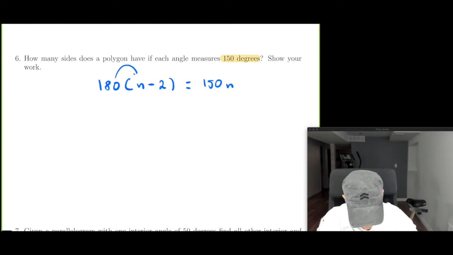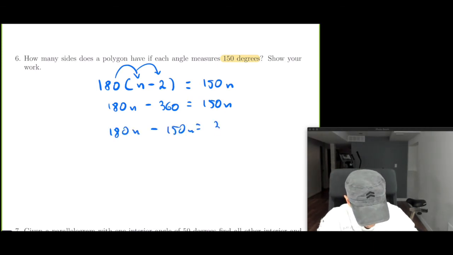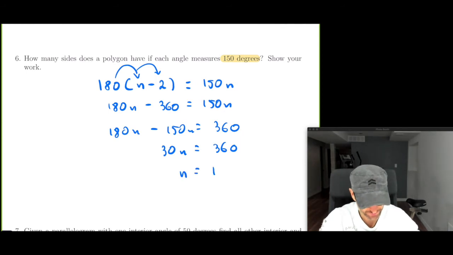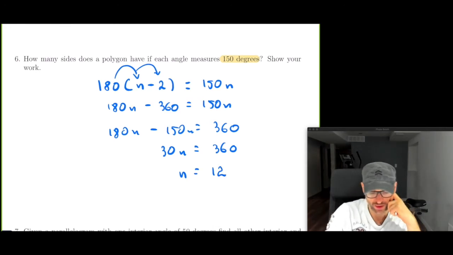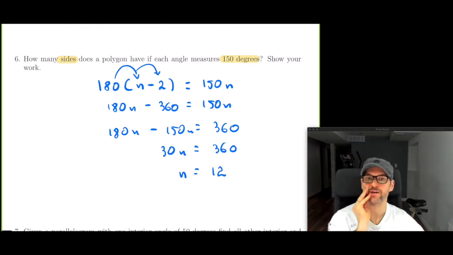So if I bring this inside of the bracket, this is 180n minus 360 is equal to 150n. Now let's solve it for n. I'm going to bring the 150n over, and the 360 to the other side. This is going to be 30n. And notice, divide both sides by 30, and you're going to get 12. So it has 12 sides. How many sides? It has 12 sides. So that's a nice question on testing you about polygons.